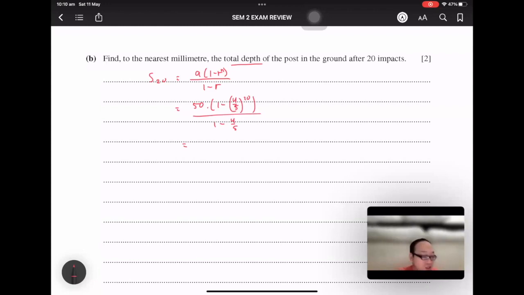So this is 1 minus (4/5) to the power of 20, times 50, divided by 1/5. So this is 247.1 millimeters. So to the nearest millimeter, 247 millimeters.